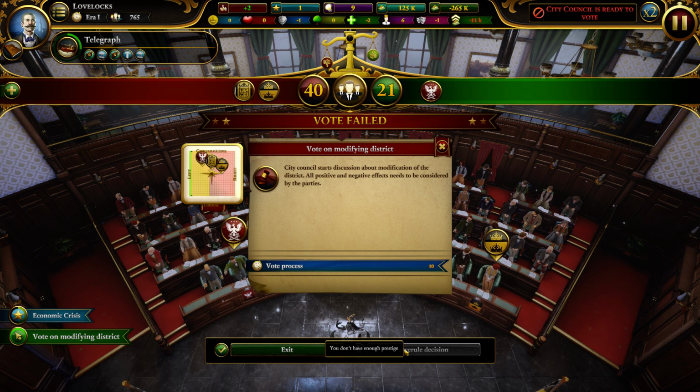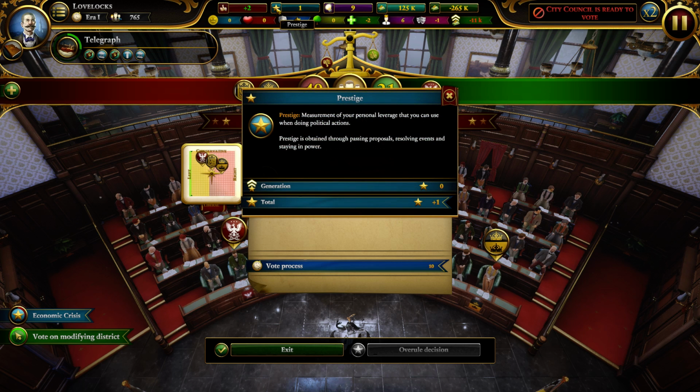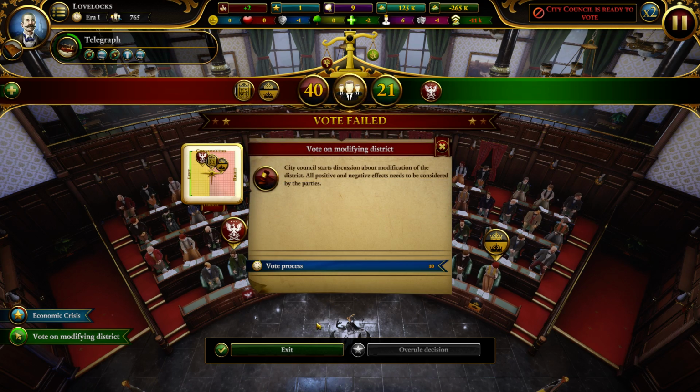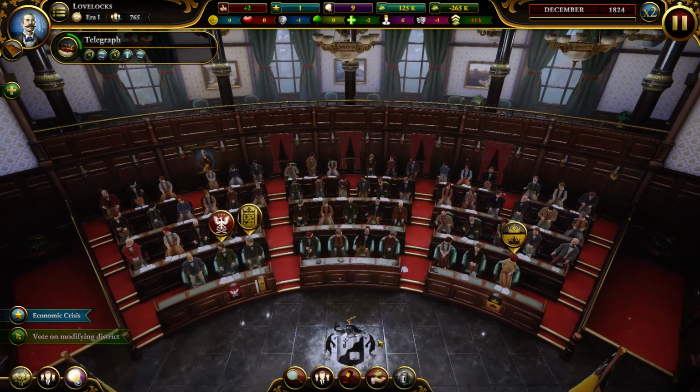I can't overrule. I don't have enough prestige to overrule the decision. How do I get that? Prestige is obtained through passing proposals, resolving events, and staying in power. Generation. Oh, I see. For every generation, you get more and more prestige. That's cool.